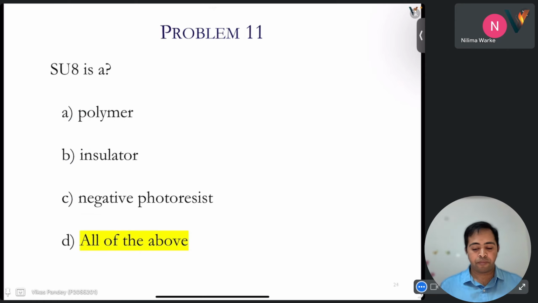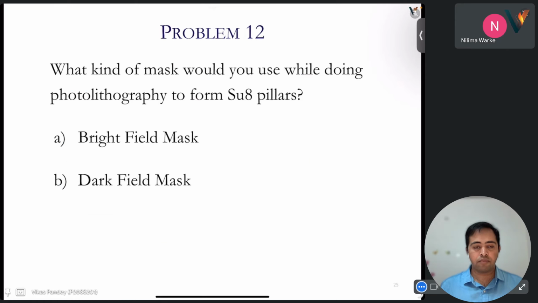What kind of mask would you use while doing photolithography to form SU8 pillars? Bright field mask or dark field mask? What kind of mask will it be? Bright field or dark field?